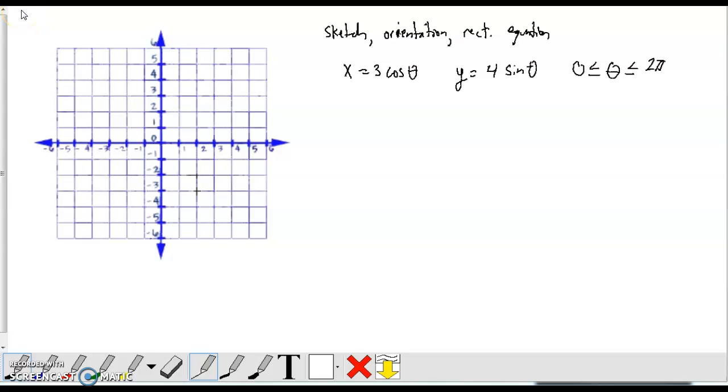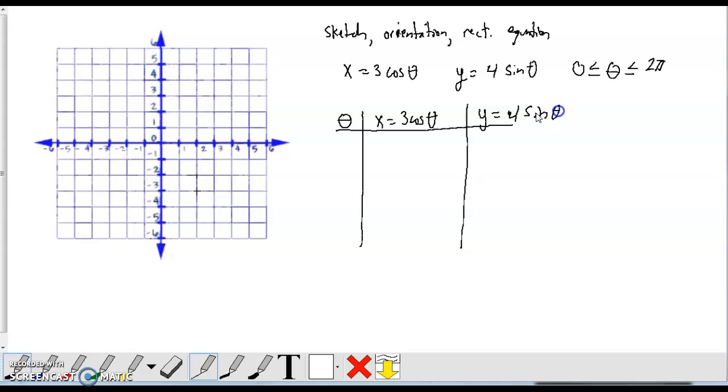All right, so our final two parametric equations. Here we have x equals 3 cosine of theta, y equals 4 sine of theta, where theta is somewhere between 0 and 2 pi. Now, if we were coming up with a table, again, we don't have a t, this time it's theta instead. We can still plug in values. So we'll have x equals 3 cosine of theta, then our y, 4 sine of theta, and then finally our point.